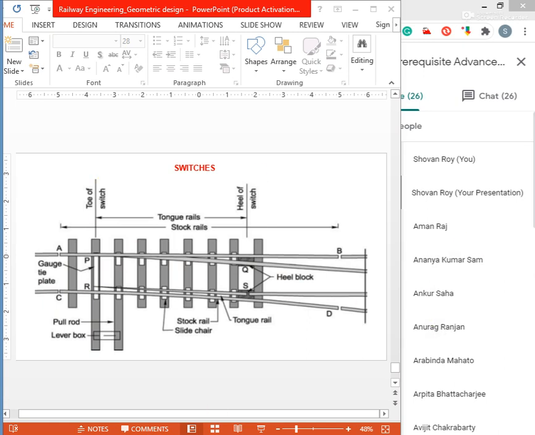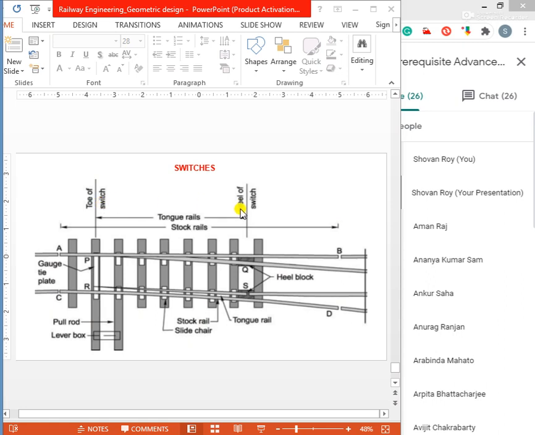Okay. This is the arrangement of the switch. This is actually the switch. Switch is nothing but the key, actually, one key which is used to operate this turnout. The switch is normally used. This is the toe of the switch. This is the heel of the switch.